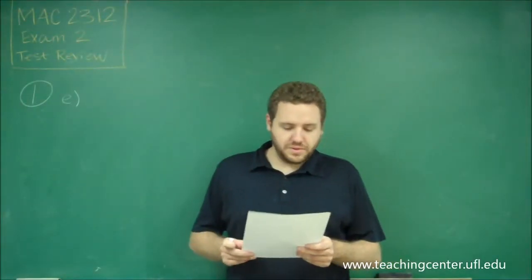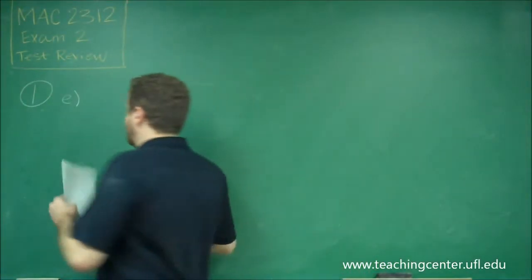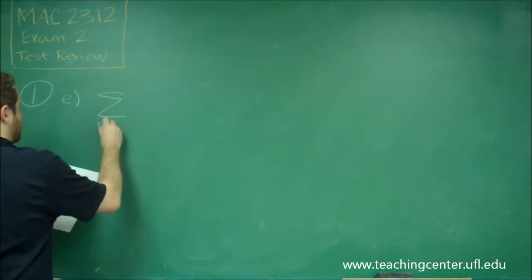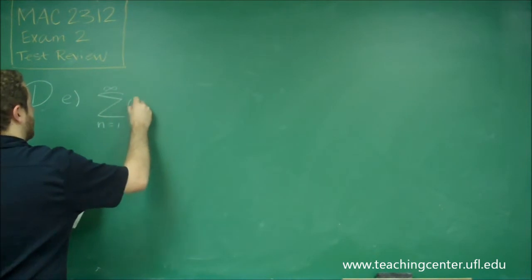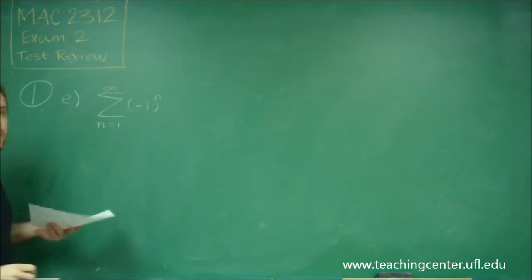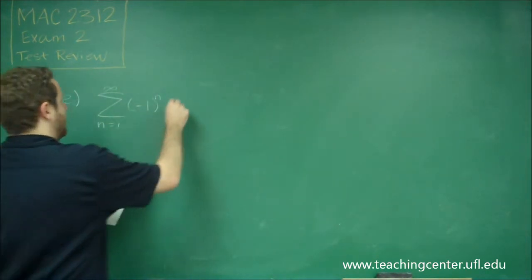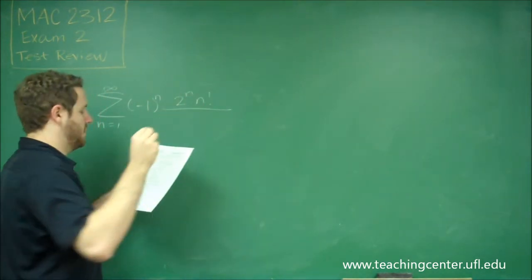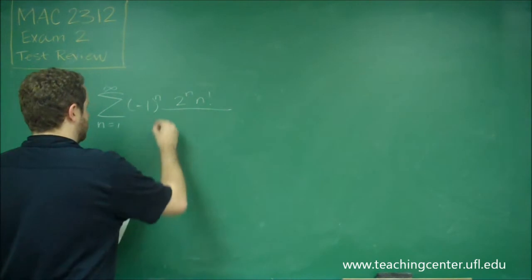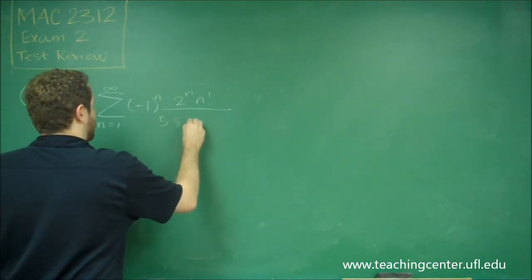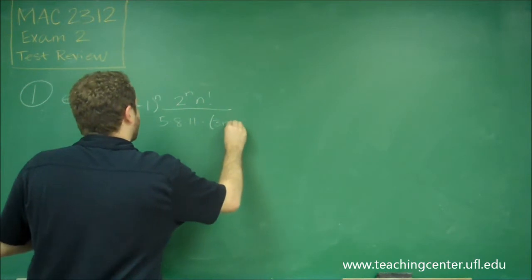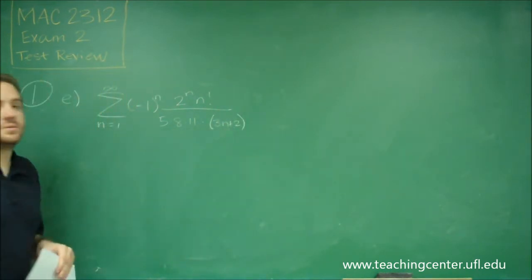The last part of problem 1, the last series that we need to find the convergence or divergence of. Again, we have an alternating series. This one's a little bit more complex than the last one though. So we have 2 to the n factorial divided by this product, or repeated product, of 3n plus 2 terms.